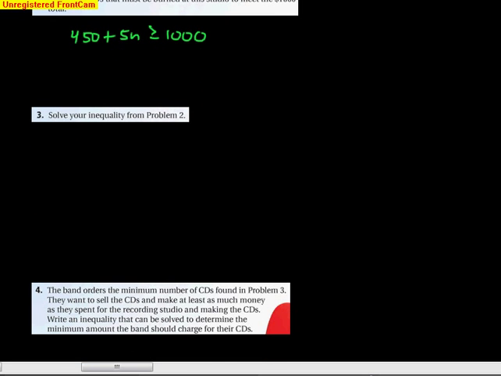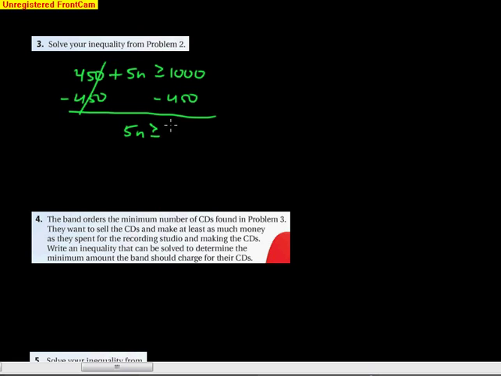Okay, step 3. Solve your inequality from problem 2. So I'm going to recopy. 450 plus 5N must be greater than or equal to 1,000. And I'll subtract 450. The 450s go away. 5N is going to be greater than or equal to 550. And we'll divide by 5. And N is going to be greater than or equal to 110. So what this means is you must sell at least 110 CDs.